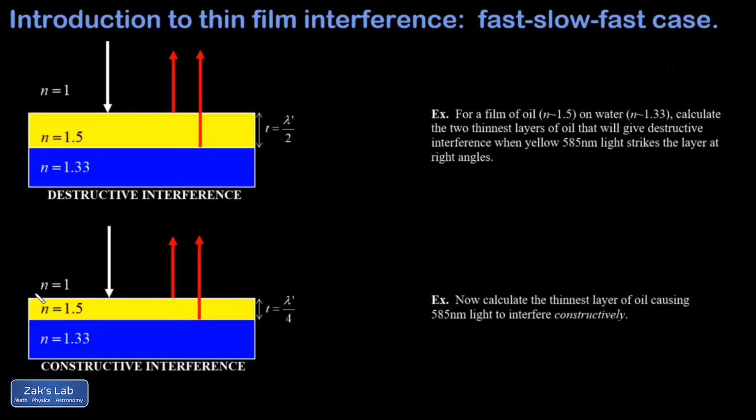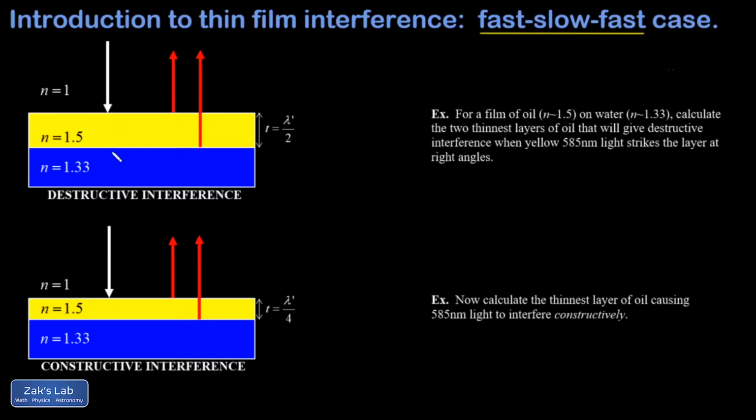So there are two basic cases we cover with thin film interference, and the first one we're going to talk about is the fast to slow to fast case. What I mean by fast, slow, fast, if I look at my diagram, is that I have light coming in with an index of refraction of 1, that's in the air, and then it hits this layer that has an index of refraction of 1.5. That's the fast to slow transition.